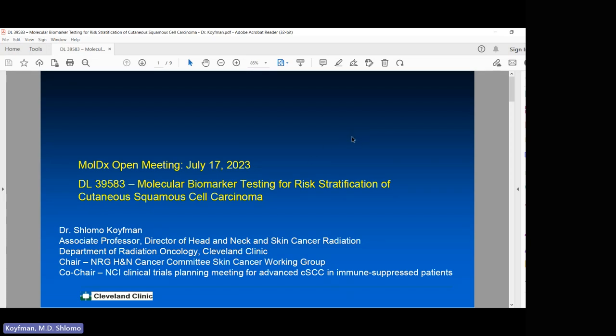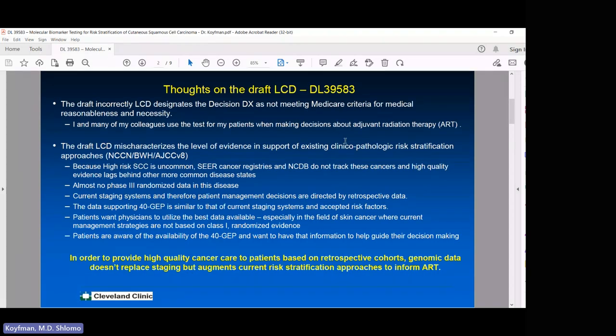My really interesting point just to start out with is when Dr. Samani presented those two cases, the one on the right recurred because he was a higher class 2A, 2B, and the one on the left was a class one. That class one helps me tremendously because in a transplant patient with a poorly differentiated carcinoma, sometimes my Mohs surgeons will send that to me for an opinion and I don't know what to do. And I think both of those cases benefit from having a DecisionDx score. So I just wanted to give a few of my thoughts on the draft LCD.